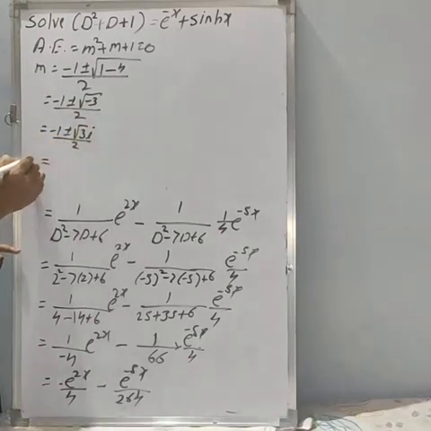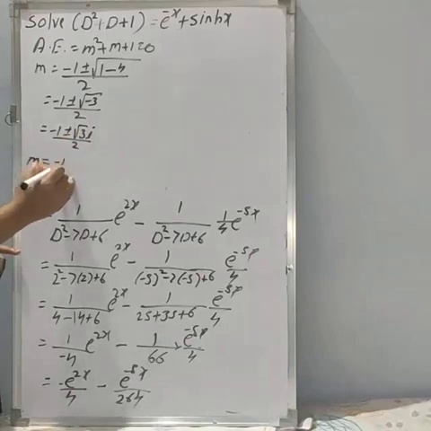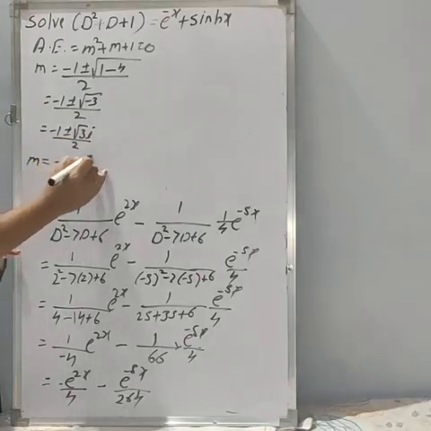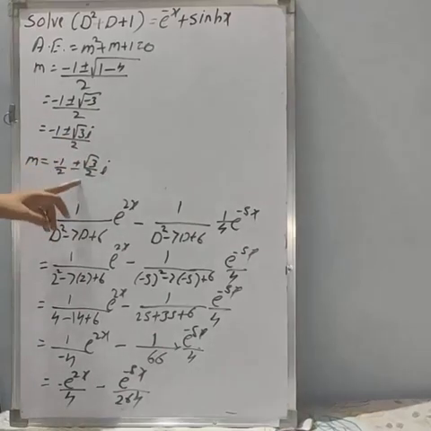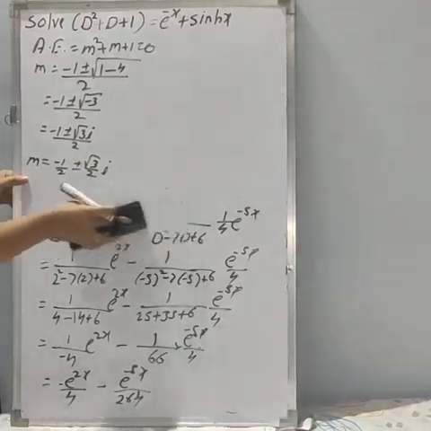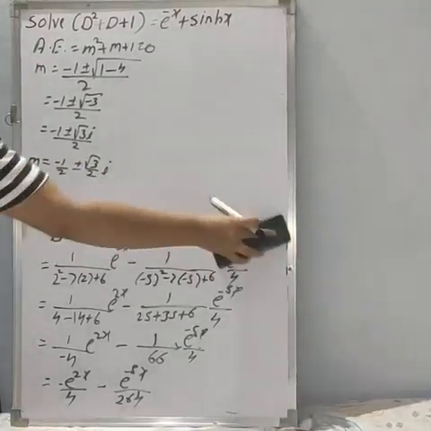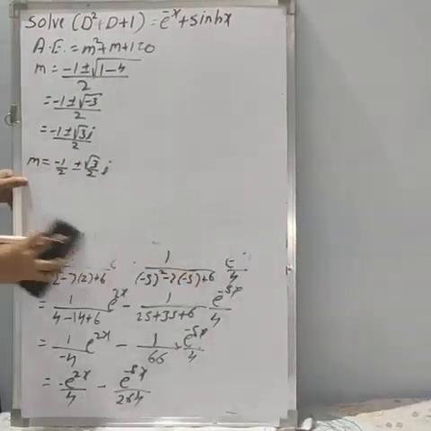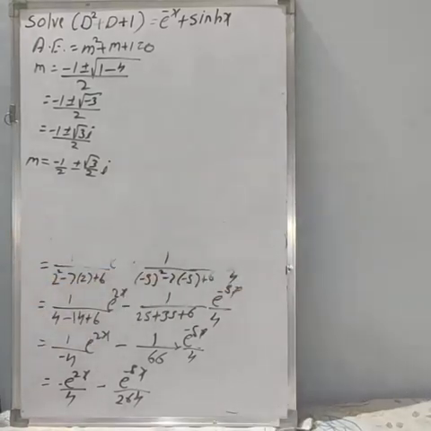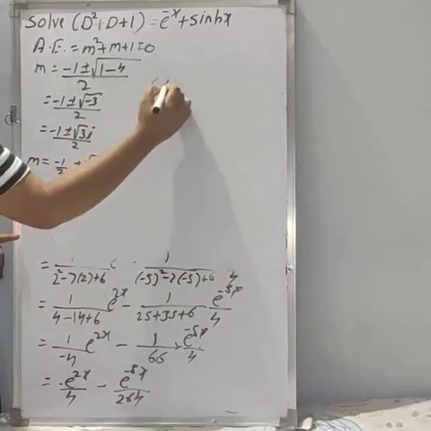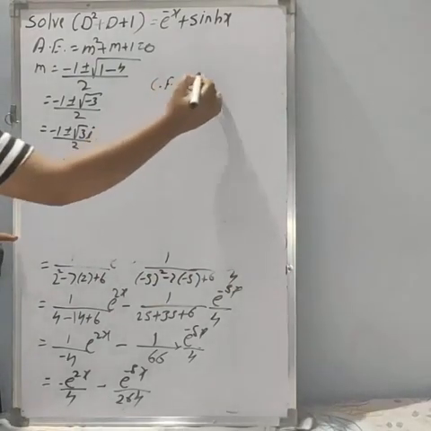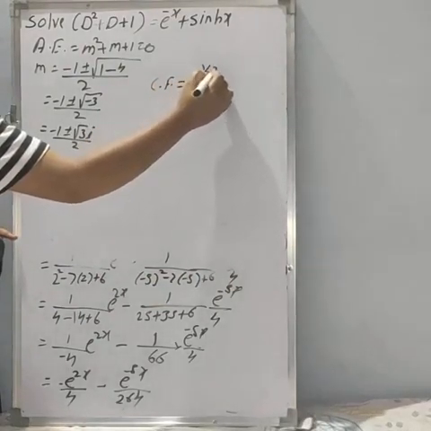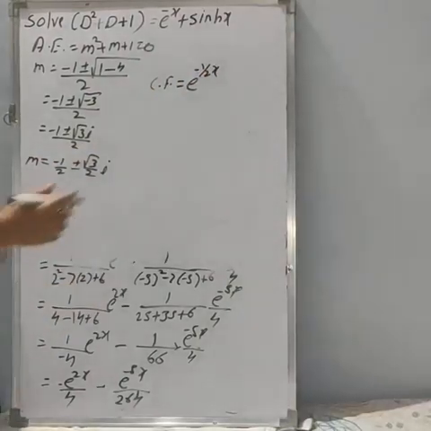Make it in the form of alpha plus or minus i beta. So we will get minus 1 by 2 plus or minus root 3 by 2 i. Now it is in the form of alpha plus or minus i beta, we can separate the real and imaginary parts here. If you have this, it is easy to write the complementary function. You will get your complementary function as e to the power of alpha x. Alpha value is minus 1 by 2, so e to the power of minus 1 by 2 x.